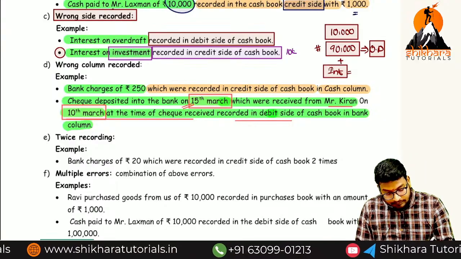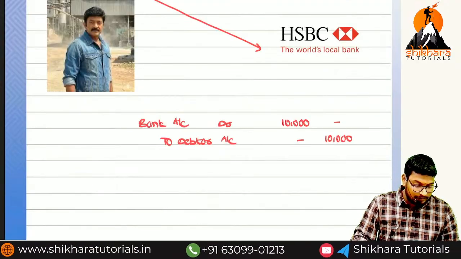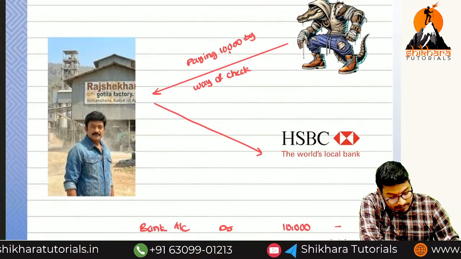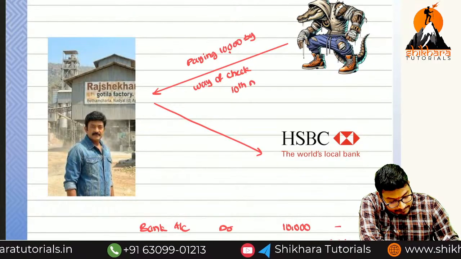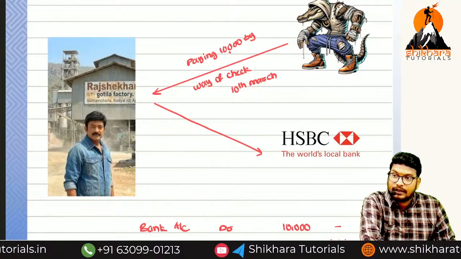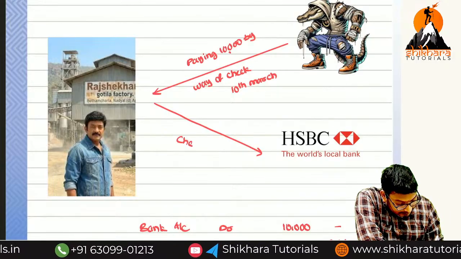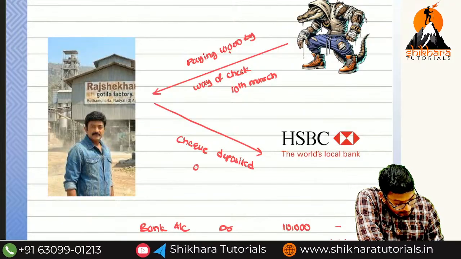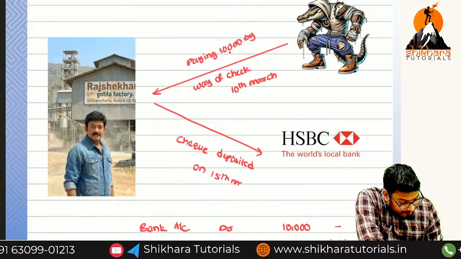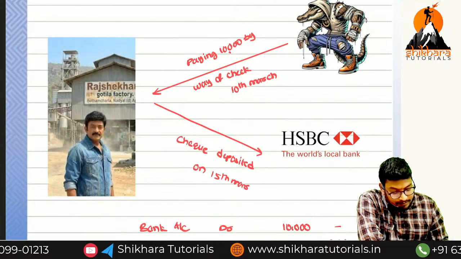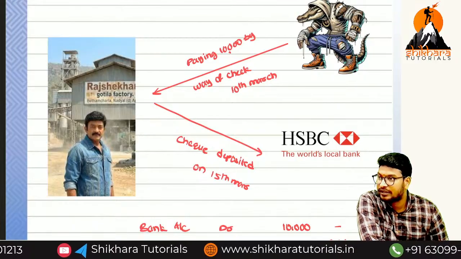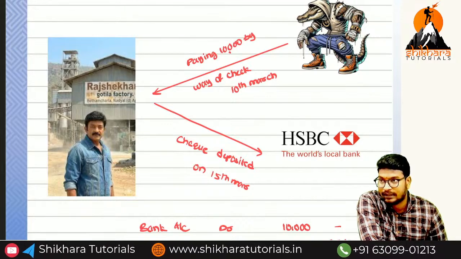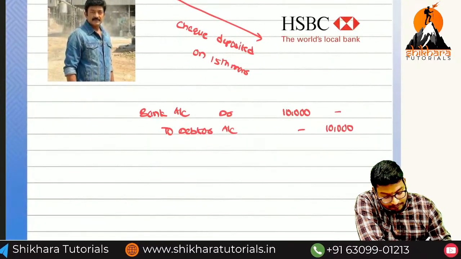Now see the same example. We received 10,000 rupees from Mr. Debtor on which date? On 10th March. And the check was deposited on which date? 15th March. Okay? Now we have to pass two entries, not only one entry, because we are following chronological order.